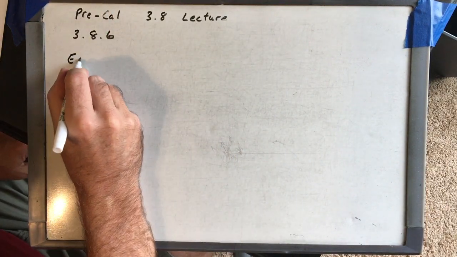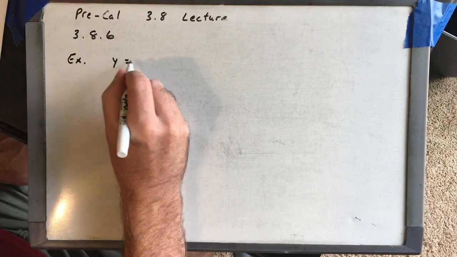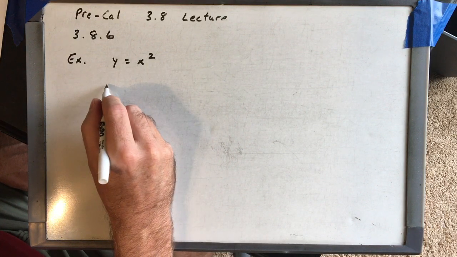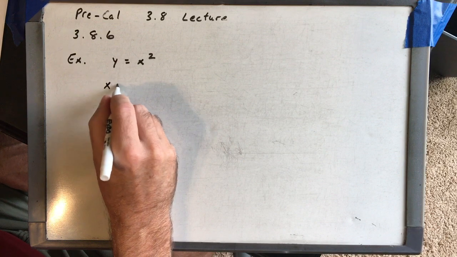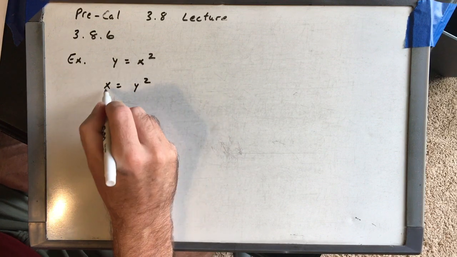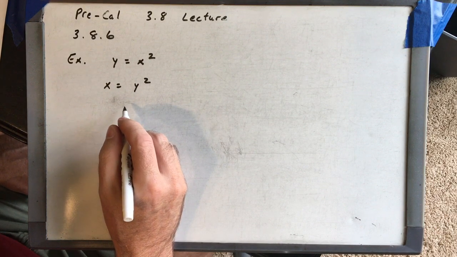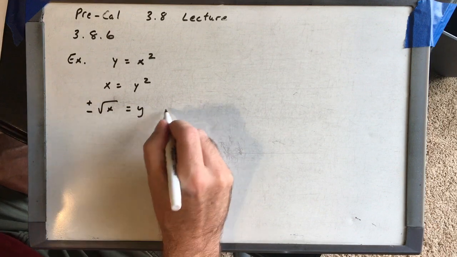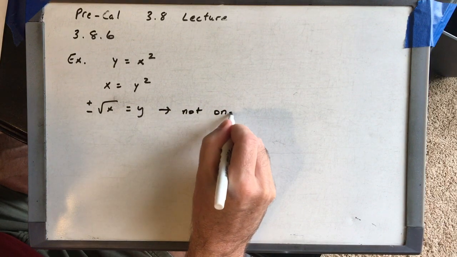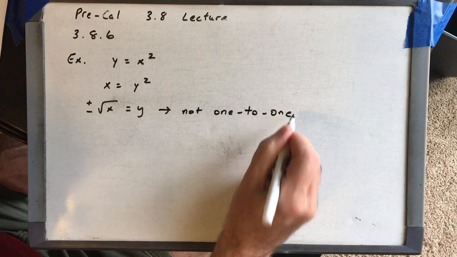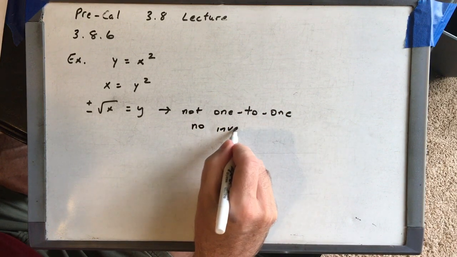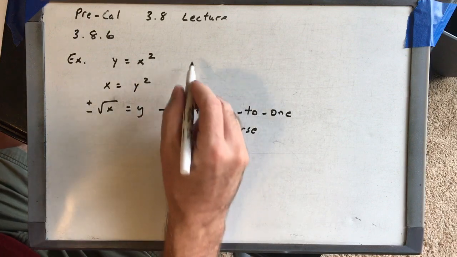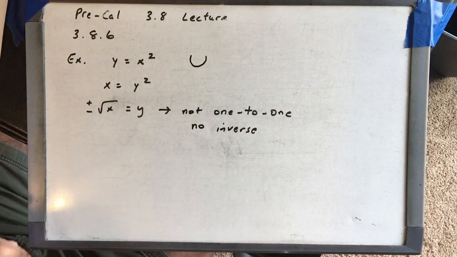Next example, y is equal to x squared. Okay, let's swap the x and the y. So we'd have x is equal to y squared. So I just took y and made it x, took the x and made it y. And now we're going to solve for y. So the square root of x is equal to y, but it's plus or minus. So this is not one-to-one. So there's no inverse. Well, you know what that looks like. It's a parabola. Does a parabola pass the horizontal line test? No. So you know it doesn't have an inverse just by eyeballing it.